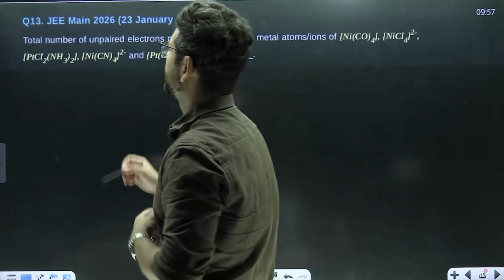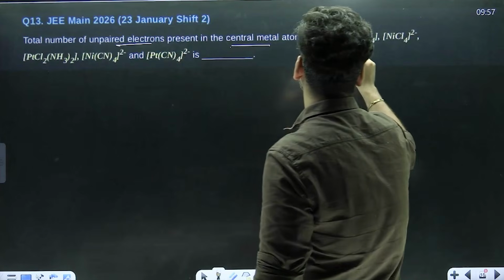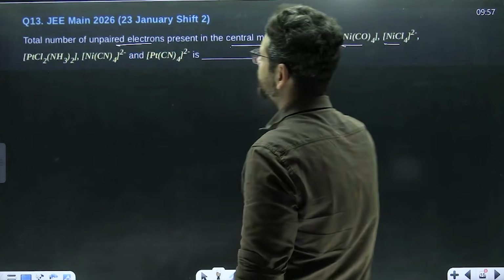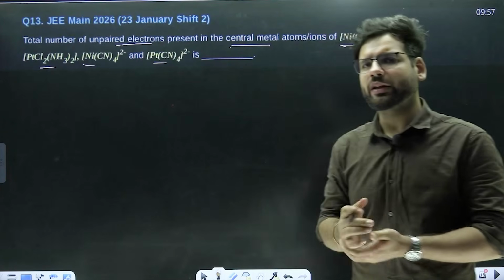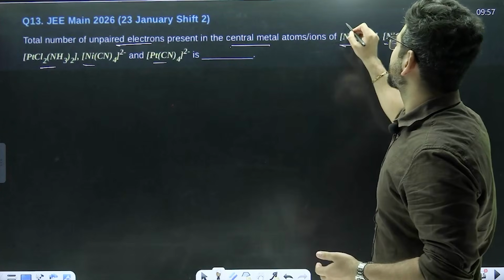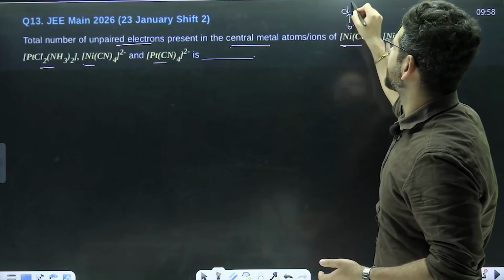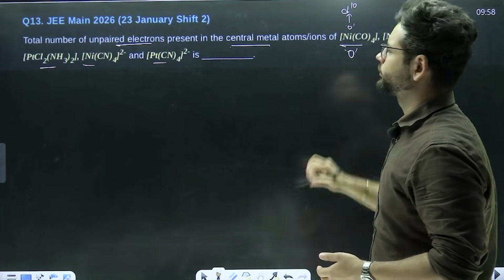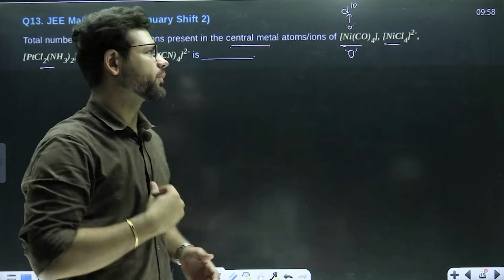Next is the total number of unpaired electrons present in the central atom. This particular one. This is also a question which we have just solved a few minutes back. We'll quickly see it again. Nickel plus 0, because this is nickel 0. Nickel 0 is D10 configuration. D10 means 0 unpaired electrons.